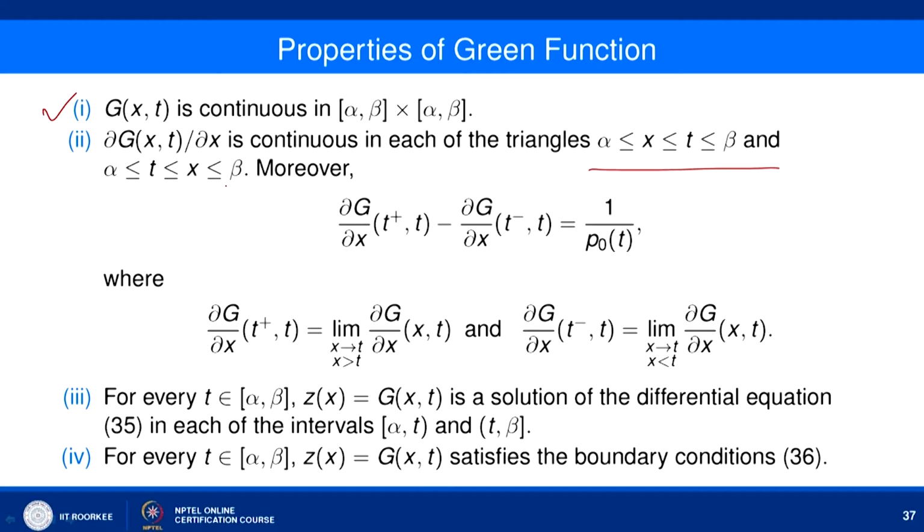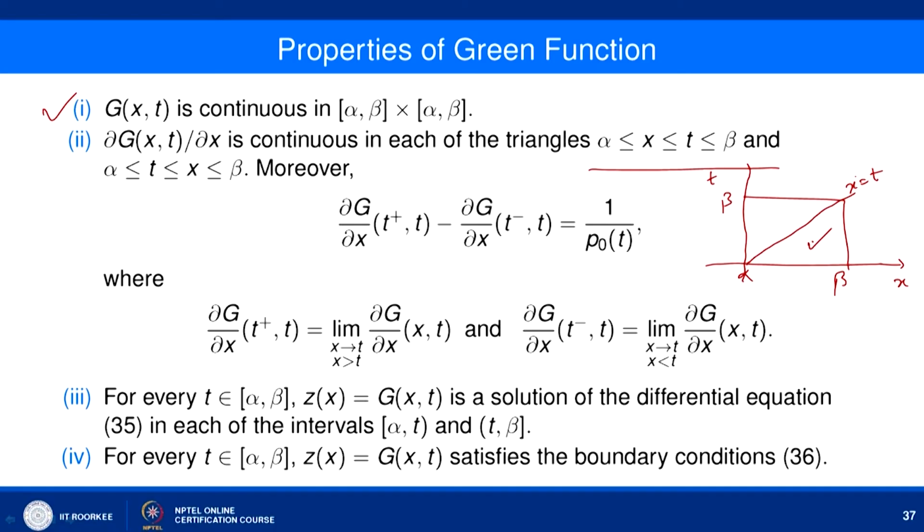So, it means that it is basically continuous in each of the triangles. Let me write it here: this is alpha, beta and this is alpha, beta here. So, here we have this, and then we have the triangles. We have two triangles. In each of the triangles the derivative of g with respect to x is continuous, and at the diagonal it has a jump discontinuity, that is, the derivative of g with respect to x at (t plus, t) minus the derivative of g with respect to x at (t minus, t) is equal to 1 upon P naught t.